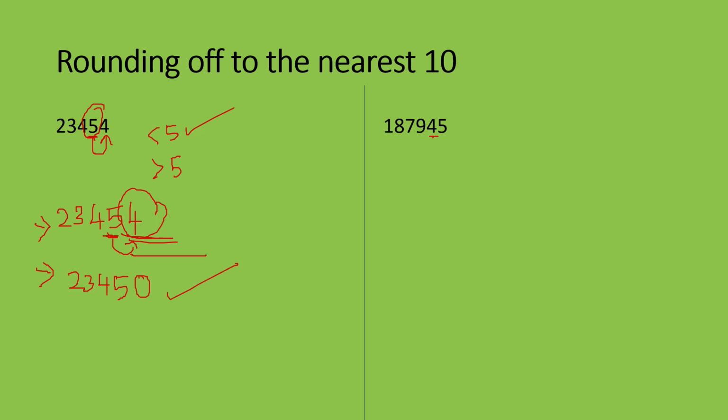So this is the answer, rounding off to the nearest 10 for the given question. Now here, what is my first step? First I mark the place value, that is the tens place. Now I need to check the immediate rightmost digit.